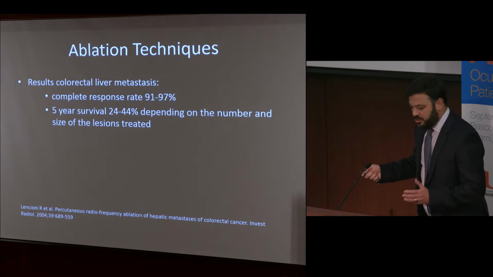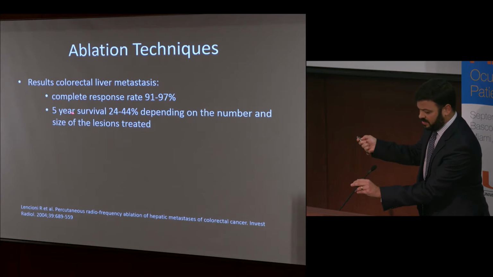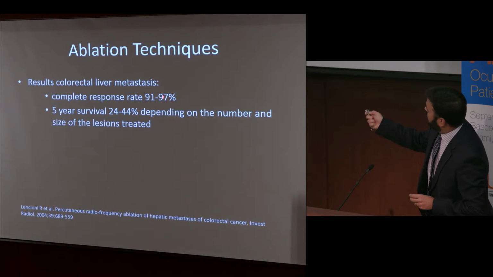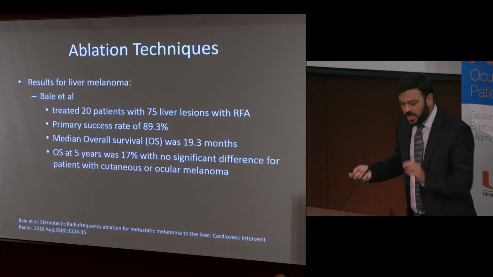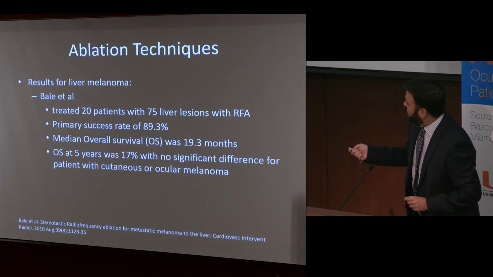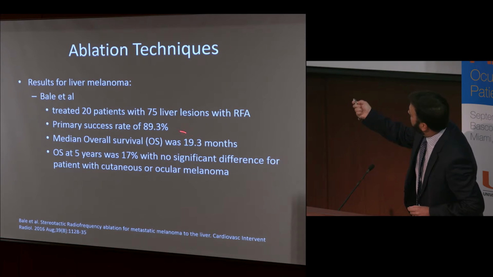So most of the literature for ablation techniques is in the treatment of colorectal metastases of the liver. The complete responses are very good, and the 5-year survivals are very good too. For uveal melanoma, recently there's a paper from 2016 in which they treated 20 patients with 75 liver lesions.